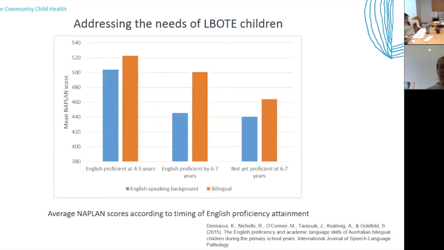Then there's children with a language background other than English. These are also a really interesting group of children, and we're interested in these children who are bilingual but are not yet proficient in English. And what we find, looking at their NAPLAN score again in grade 3, and I just want to show you this particular group here, is that these are children who were not yet proficient in English by the time they got to 6 to 7. So this is this orange group here who are bilingual and not yet proficient in English.